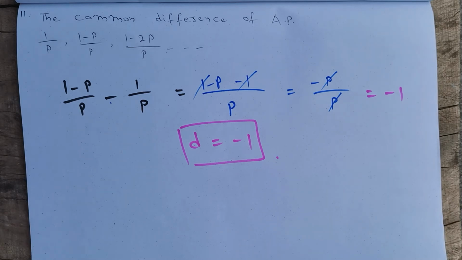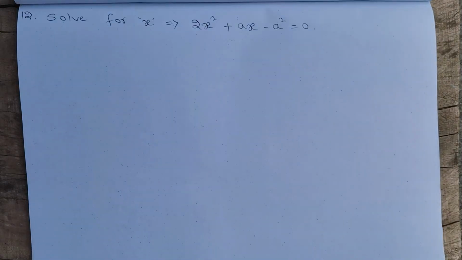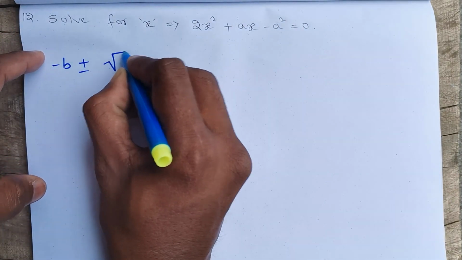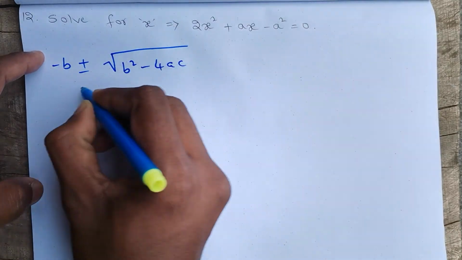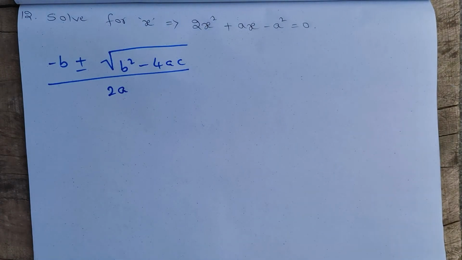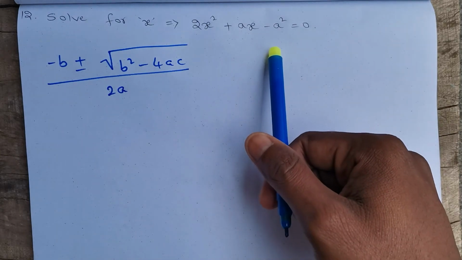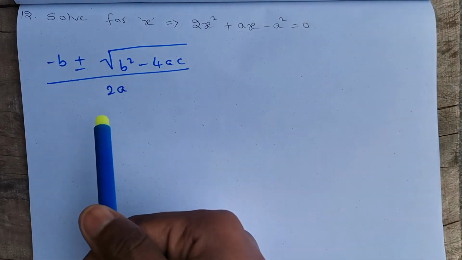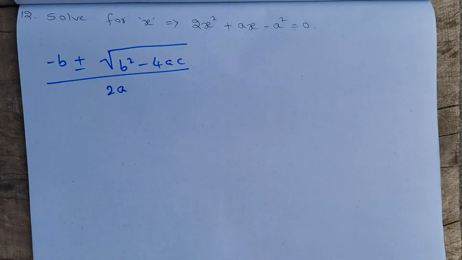Next, let us move to question number 12. Solve for x in the given equation 2x square plus ax minus a square equals 0. I am going to solve this by using the formula: minus b plus or minus under root b square minus 4ac, whole divided by 2a. Why am I going to use the formula only? Why not splitting the middle term into two terms? Because by looking at the question I can understand splitting the middle term in this question is a little bit more difficult than solving through the formula. So that's why I am going directly with the formula.